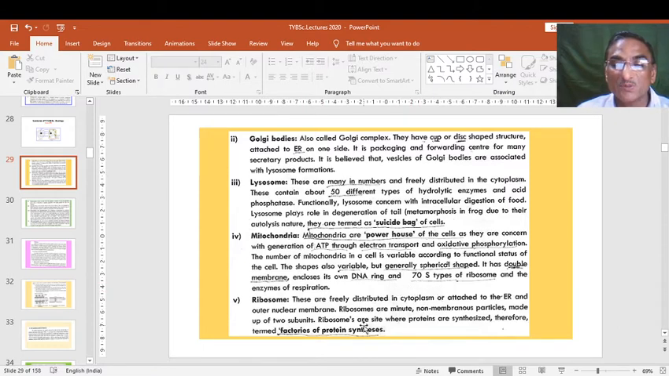Ribosomes are the main site where proteins are synthesized, and therefore these are also called factories of protein synthesis, because they produce a tremendous number of protein molecules by the process of protein synthesis, which goes through the central dogma process that we will see in detail in the further topics.